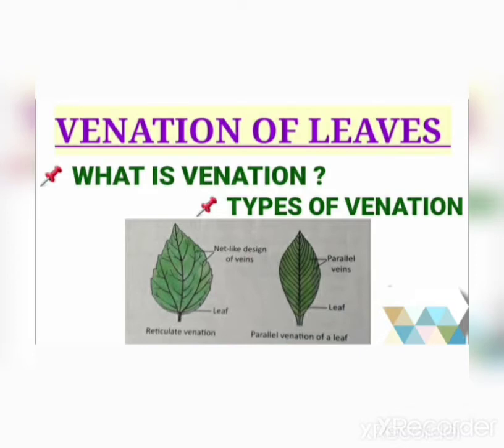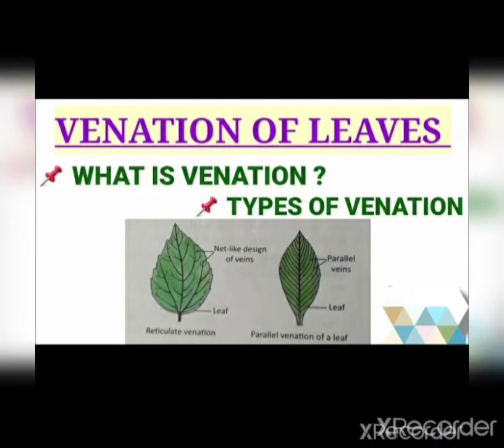And on the right hand side you can see parallel venation. In this, veins run parallel to each other in the lamina, and they can be horizontal, like the parallel lines running horizontally, as in case of banana. Then it can be vertical also, as in case of maize and other grasses. Mostly they are seen in monocot plants, for example in bamboo, banana, cereals and grasses.